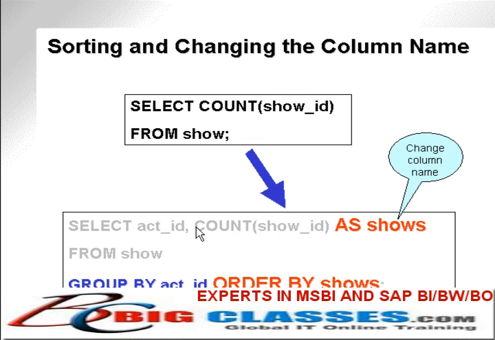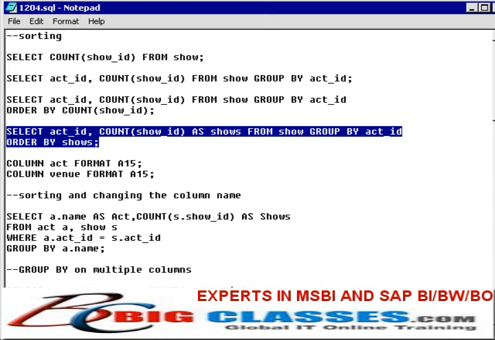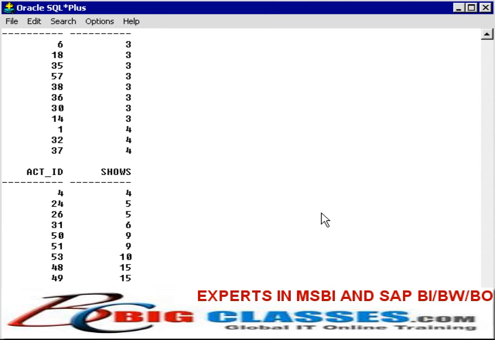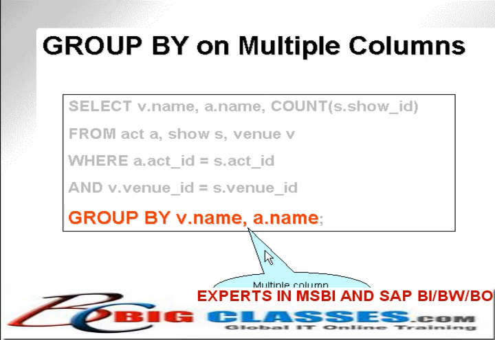Now what I'm going to do is not sort based on the count of the shows, but on a rename of the count show ID column. So I'm going to group by act ID and then override the sort on the act ID by ordering by the shows column. I changed the column name, and here's my query. Now I've renamed the column to shows, and I've ordered by shows in ascending order.